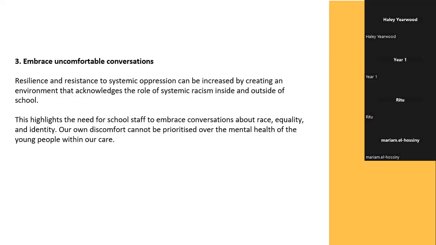And then thirdly, embracing uncomfortable conversations. So resilience and resistance to systematic oppression can be increased by creating an environment that acknowledges the role of systematic racism inside and outside of school. And this highlights the need for school staff to embrace conversations around race, equality, and identity. Our own discomfort can't be prioritized over the mental health of the young people within our care. And when students see you challenging your own bias, that also increases trust within that relationship, because they're seeing you also learning and growing and being open and willing to be vulnerable as well.